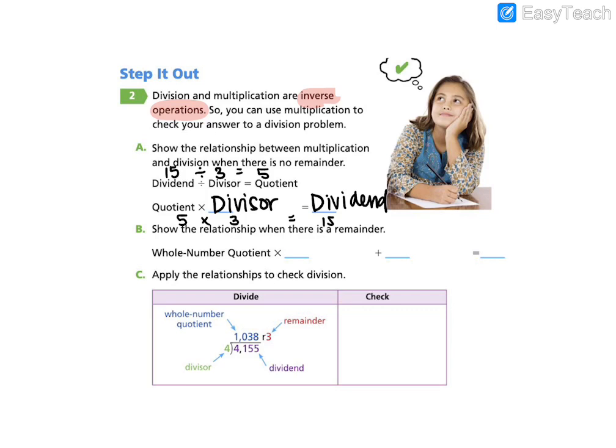But we have a remainder here, don't we? When there is a remainder, you multiply the whole number quotient, that's this section right here. You still multiply that by the divisor. And then you add the remainder. And that will give us our dividend.